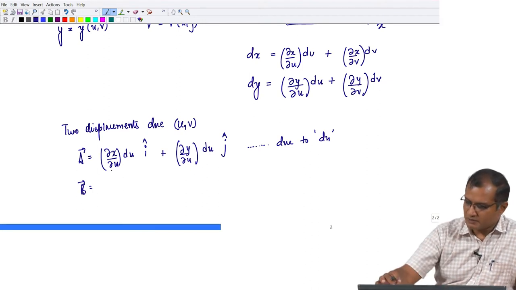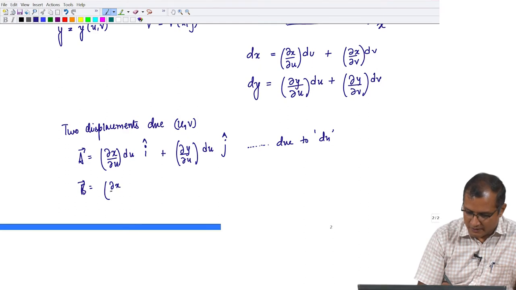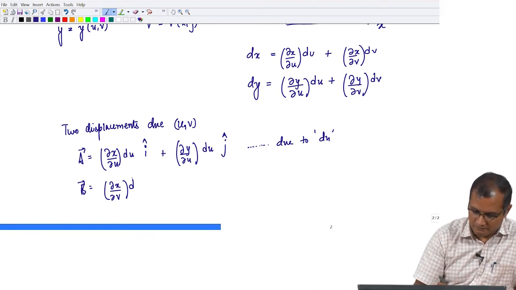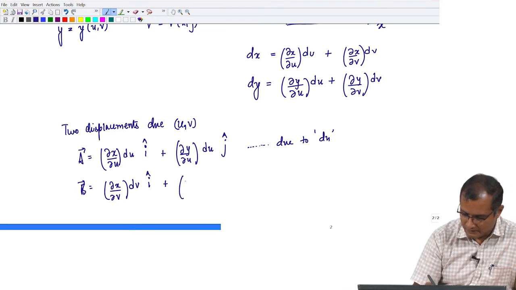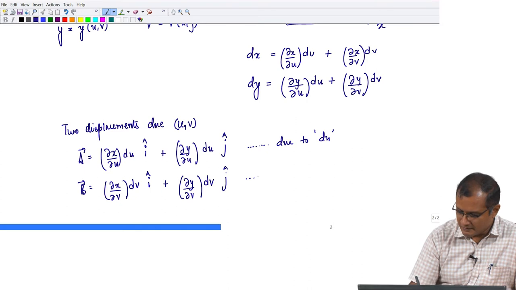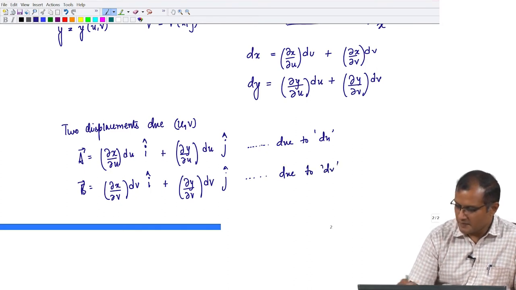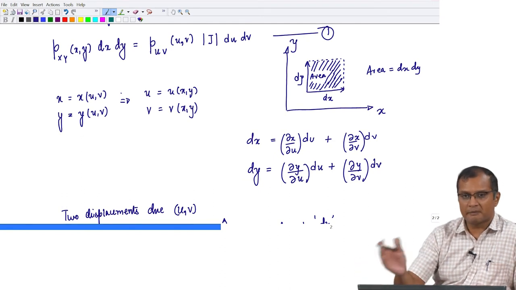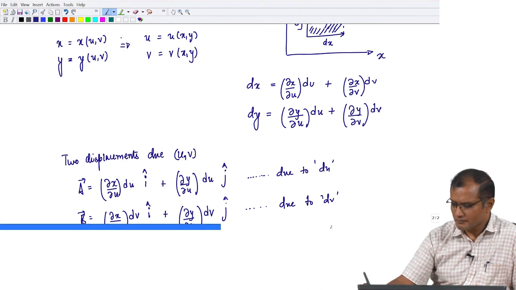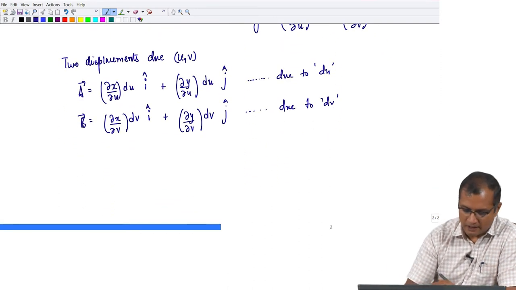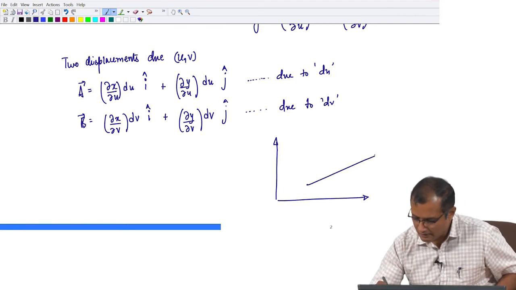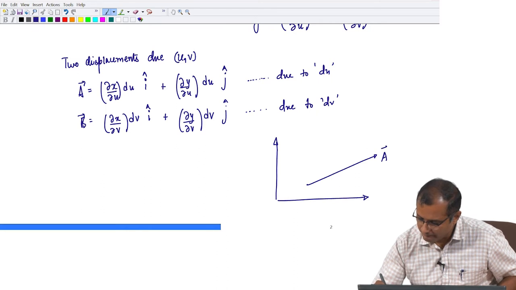Similarly, due to dv, I can write down the other two parts, which is dx by dv plus dy by dv. So, this is basically due to dv, okay. And similar to this area that was swept by the total, basically the region dx dy, I can consider the displacement vectors A and B, the corresponding vectors. So, this is my vector A and this is my vector B.